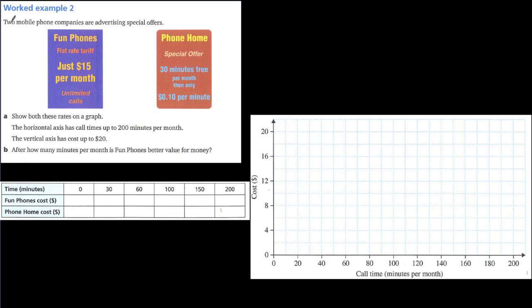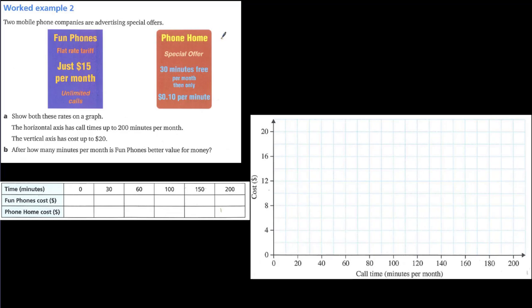Here the mobile phone companies have different special offers. The Fun Phones offer says just $15 per month and unlimited calls. So at the beginning you are paying $15, then you may talk as much as you want.